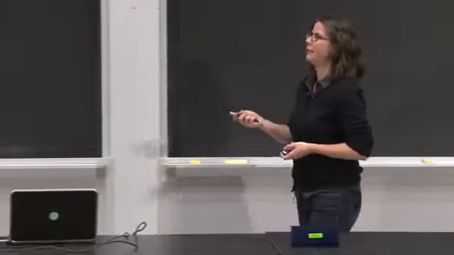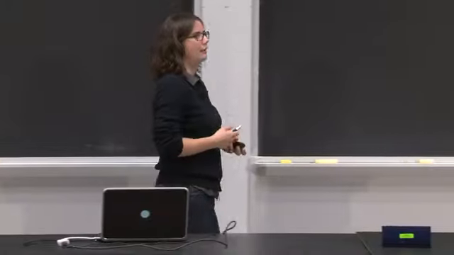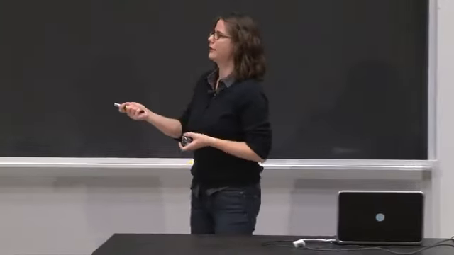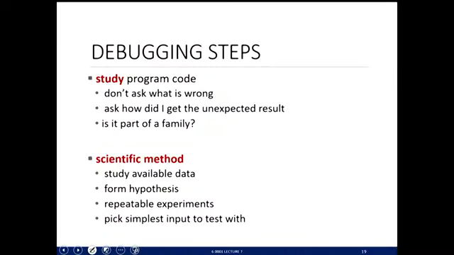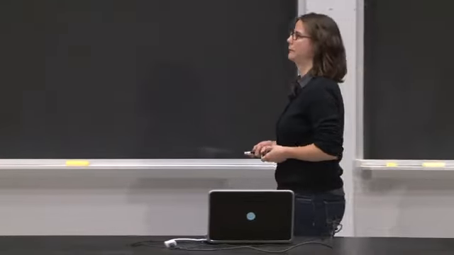So the general debugging step is to study the program code. Don't ask what is wrong, because that's actually part of the testing. So your test cases would have figured out what's wrong. The debugging process is figuring out how the result took place. And since programming and debugging is a science, you can use the scientific method as well. So look at all the data, that's your test cases, and figure out a hypothesis, maybe say, oh, maybe I'm indexing from 1 instead of 0 in lists, for example. Come up with an experiment that you can repeat, and then pick a simple test case that you can test your hypothesis with.